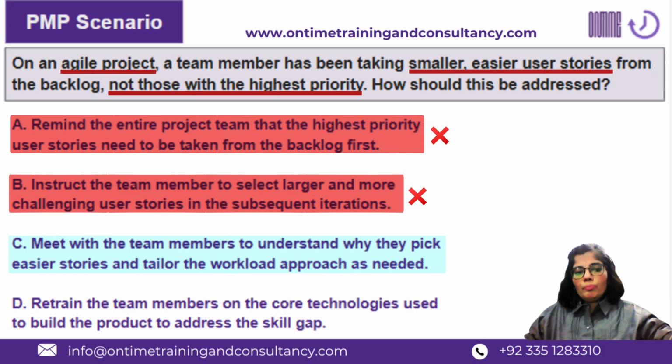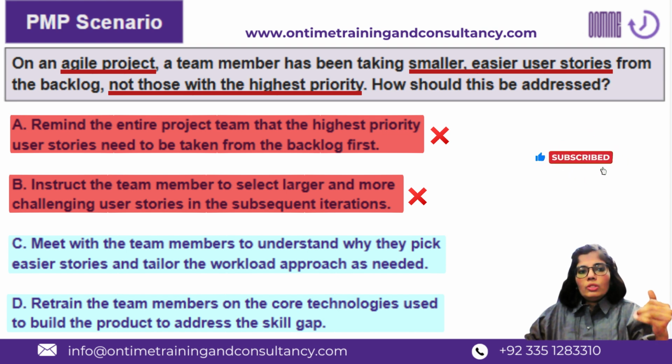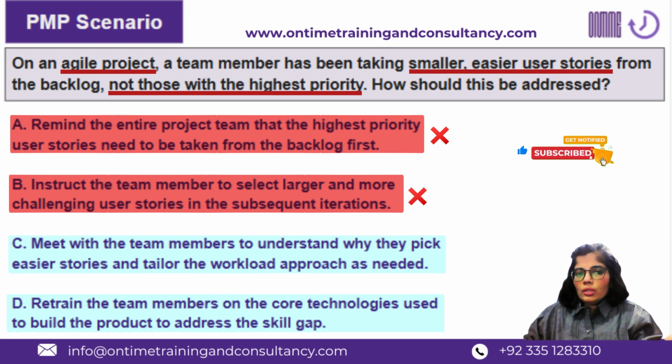So B or D or A, all actually lead to the jumping to conclusion strategy. So D is also the same thing. Retrain the team members on the core technology to build the product to address the skill gap. This is also jumping to conclusion. You can retrain them. Of course, there's no harm in that. But did you understand the reason first? Maybe it's not about retraining. Maybe it's about something else. Because the cause is different.